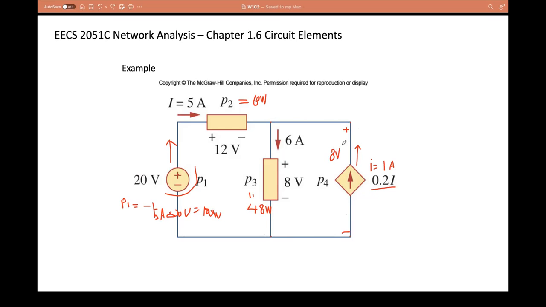Similar to this one. So what is P4? We see the current going out from this positive terminal, so the current is negative. Looking in this direction, the current is negative, but the voltage is positive. So P4 is equal to -1 amp times 8 volts, which is -8 watts.